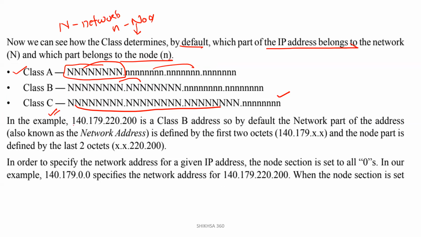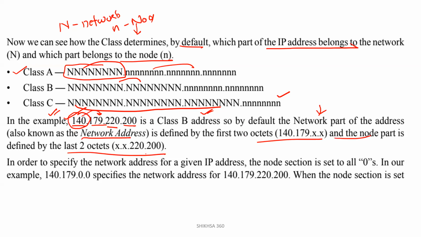In the example, 140.179.220.200, if they ask in the examination which class it is, it starts with 140, so it is a class B address. By default, the network part of the address is defined by the first 2 octets, and the node part by the last 2 octets.